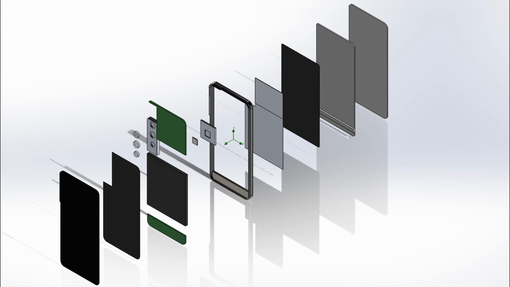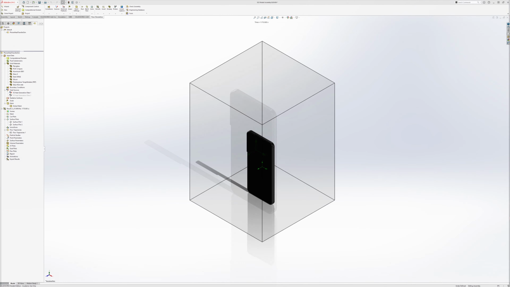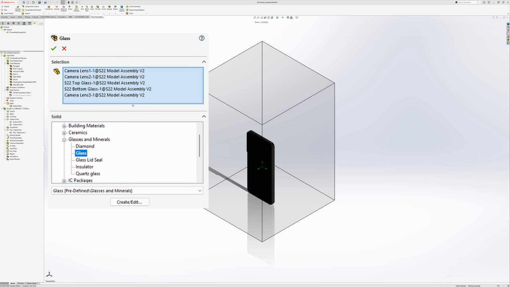Then, of course, you have the heat sinks and stuff like that, and the batteries. We also have camera lenses in there, camera housing, and then we have EMF shielding to also provide some benefit in realistic scenarios for all the materials. Looking over to the SolidWorks FlowSim model tree, you can see that we have glass for the front and back glass, as well as the camera lenses.